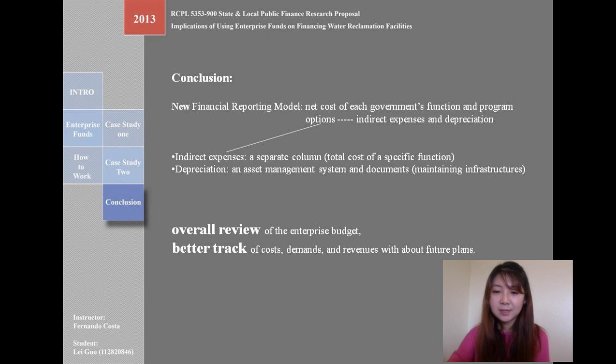Meanwhile, communities will have an overall review of the enterprise budget. The government will supply better goods and services to the public, and the financial manager will keep better track of costs, demands, and revenues, connect with functions, and make better decisions about future plans.